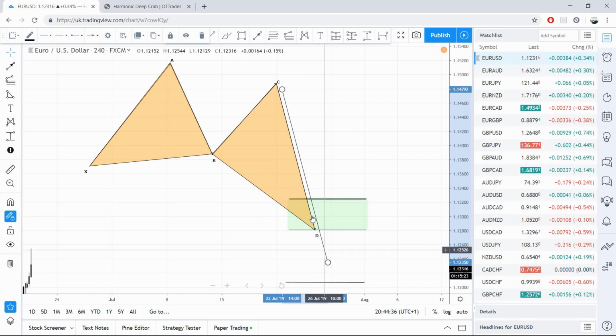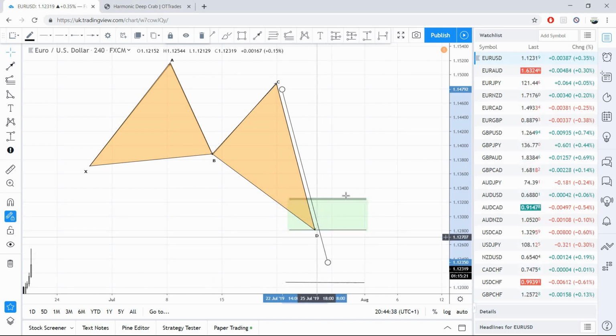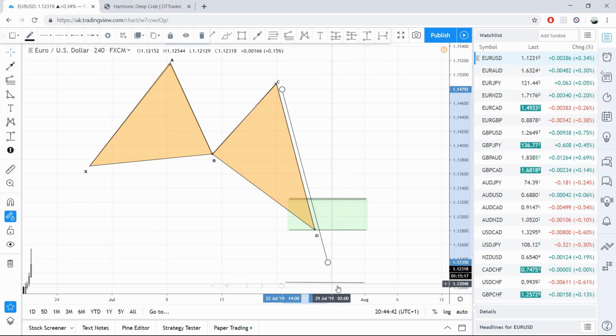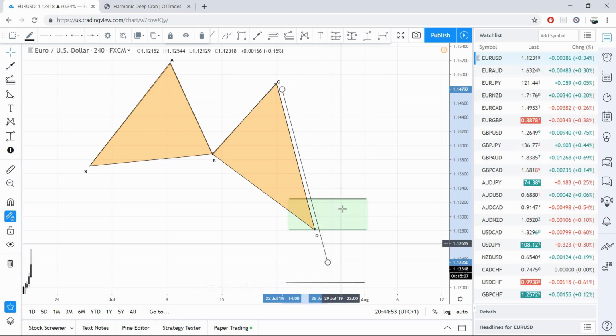So why would we stop looking for entry reasons below the potential reversal zone if our pattern is still valid? Technically it's not been invalidated because it hasn't hit our stop loss level. If anything, you're better off looking for reversals in this area here because it increases the risk to reward ratio.